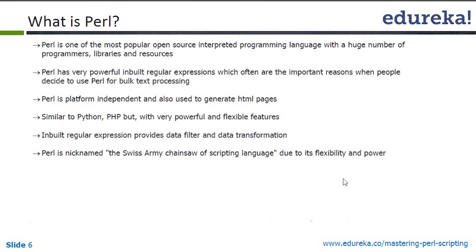The next point is Perl is platform independent and also used to generate HTML pages. Now, this is again a very important point. For example, if you're writing code in the Windows operating system, or the Mac operating system, or the Linux operating system, you don't have to take care about the operating system. The only thing we require is the interpreter, which I have installed in my system.